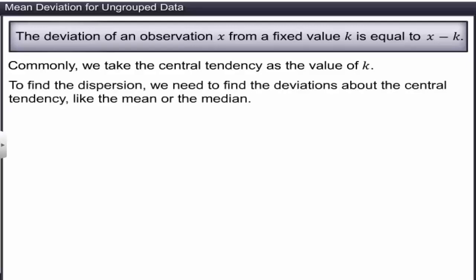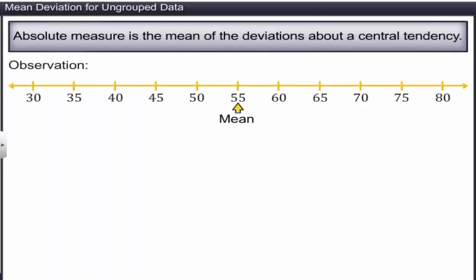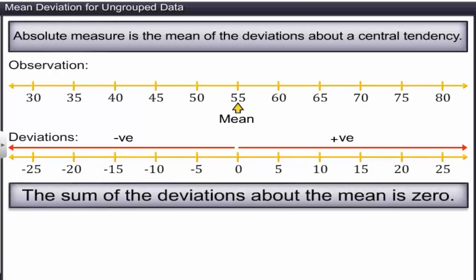To find the dispersion of the observations from its central tendency, like the mean and the median, we need to find the deviations about the central tendency. The mean of these deviations gives the absolute measure of deviation. However, we know that the central tendency is the middlemost value of a given data if they are arranged in the proper order. Half of the deviations are negative and the others are positive. Therefore, the sum of the deviations about the mean is 0. Let's prove this result.